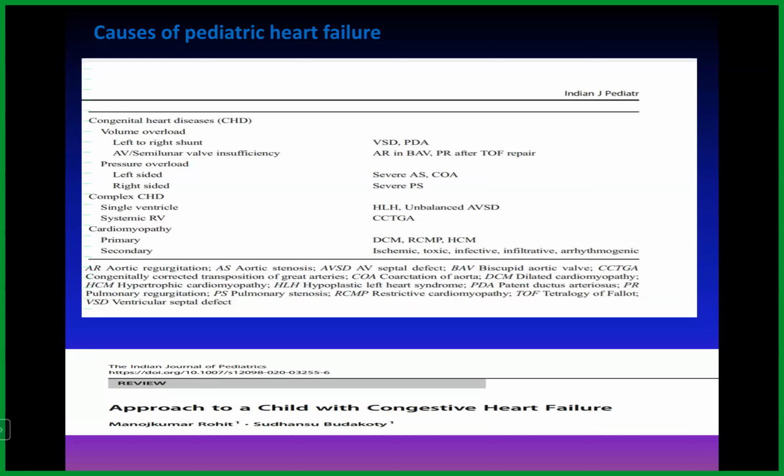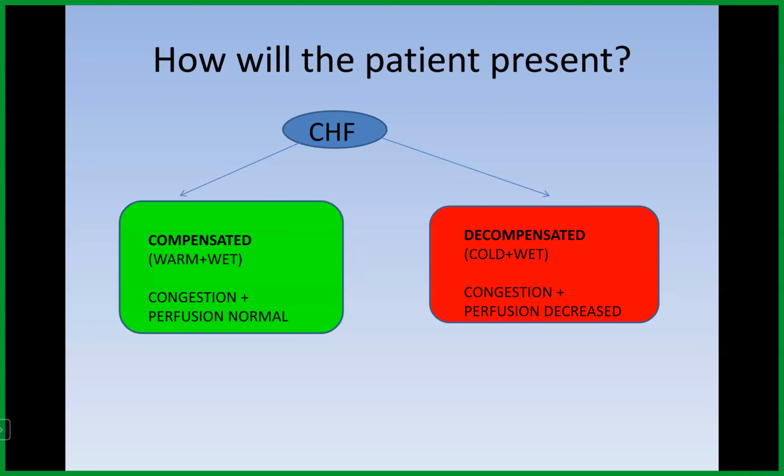Yes, sir. So in congenital heart disease, examples of volume overload lesions are VSD and PDA with left to right shunts, and also AV and semilunar valve insufficiency, AR also. Pressure overload lesions are severe AS, coarctation of aorta, and severe PS. Also there are complex heart diseases like hypoplastic heart disease and CCTGA. Cardiomyopathy is a different pathology, not our topic of interest today. However, just mentioning it: primary DCM, RCM or HCM, and secondary ischemic, toxic, infective, infiltrative, or arrhythmogenic cardiomyopathy.